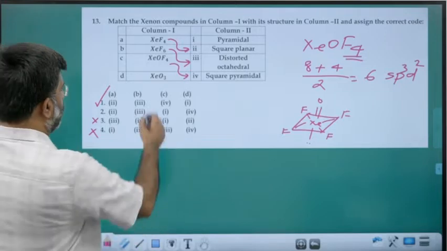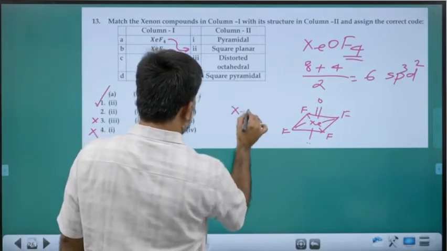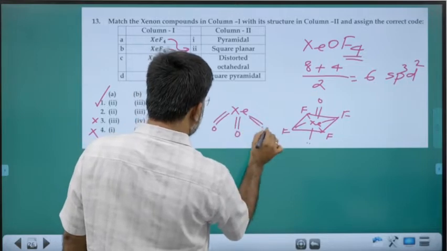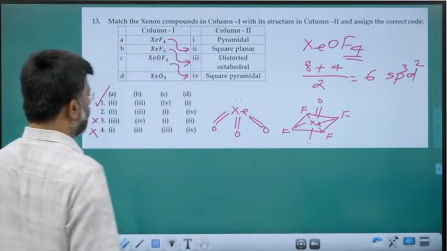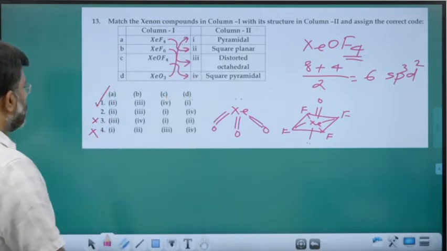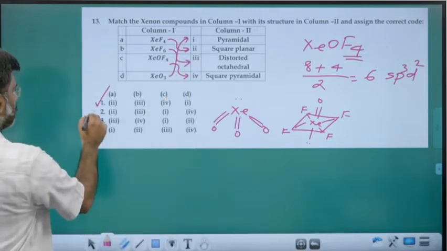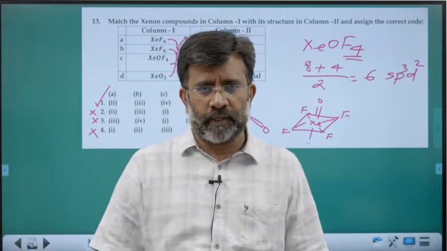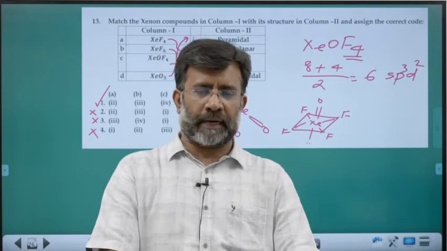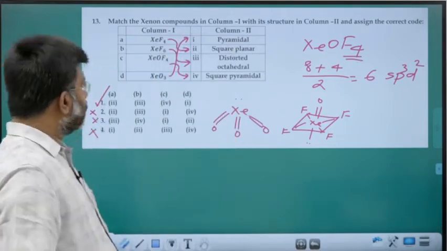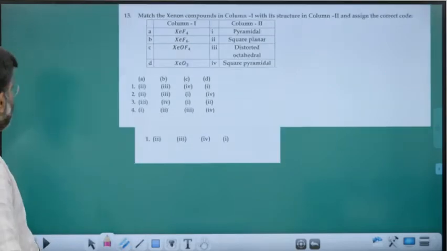And XeO3 comes like this: 1, 2, 3. It is pyramidal in shape. XeO3 is 1. Hence the answer is the first choice. Hope you understand how I calculated and found the structures. You have to practice more in that area. Next.